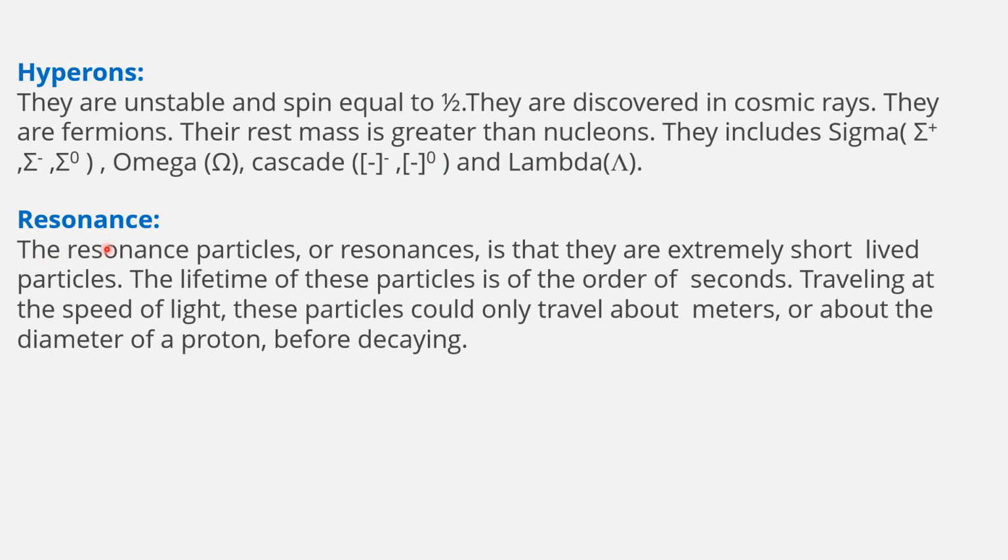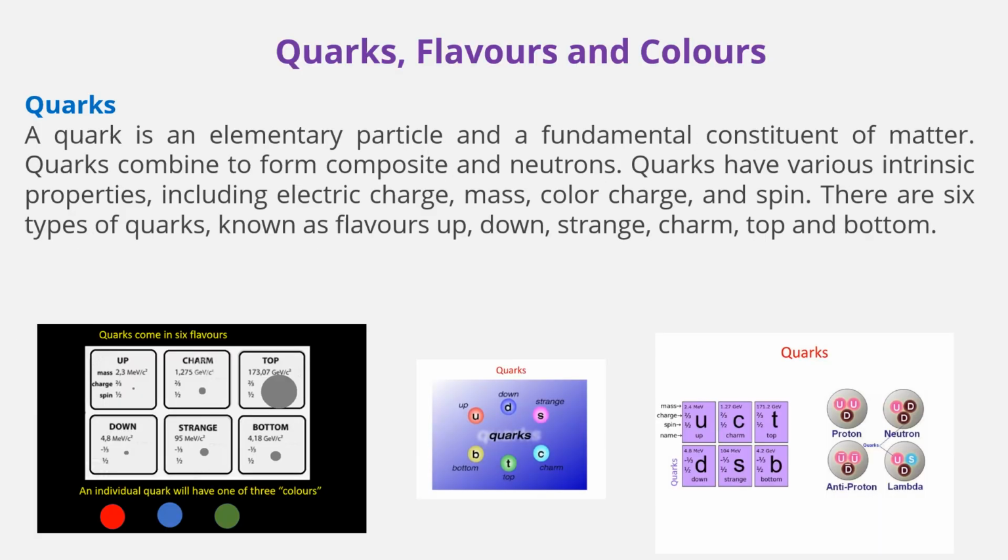Resonance. The resonance particles, or resonances, are extremely short-lived particles. The lifetime of these particles is of the order of 10^-23 seconds. Traveling at the speed of light, these particles could only travel about 10^-15 meters, or about the diameter of a proton, before decaying. The next important topic is quarks, flavors, and colors.